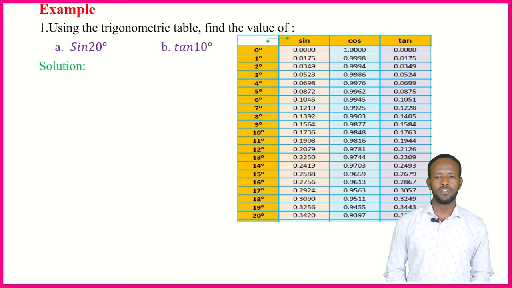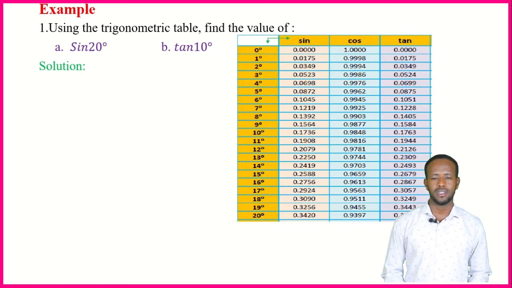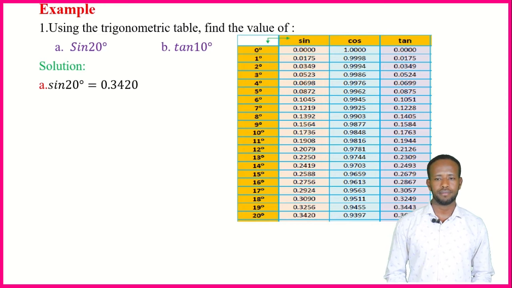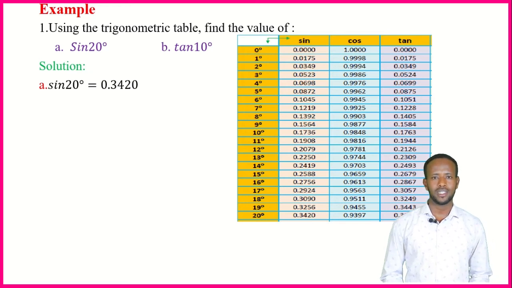Haddaba sin of 20 degree, now sin of 20 degree is equal to 0.3420 we can say. So here we can say what? Sin of 20 degree is equal to 0.3420. Okay. What about tan of 10 degree, my dear students? Can you find the tan of 10 degree? In what way can we find?